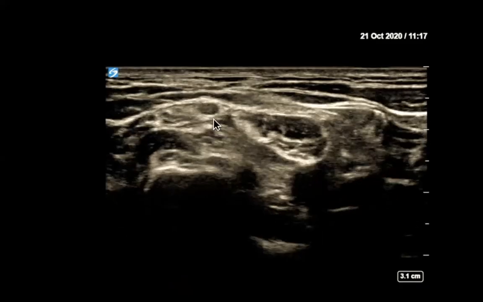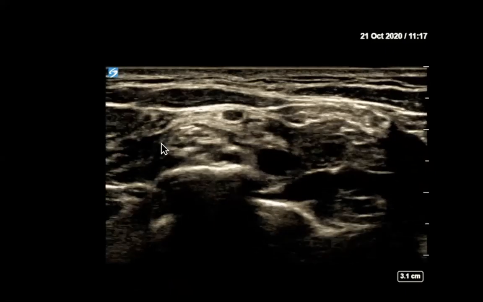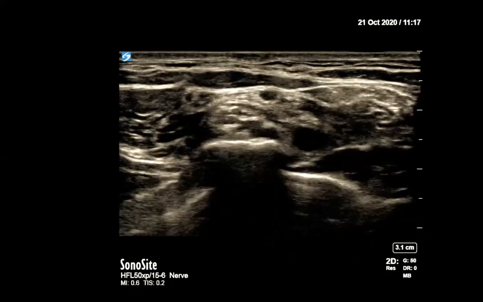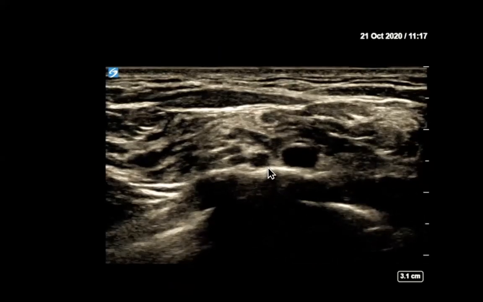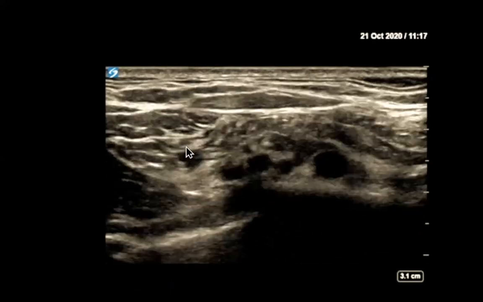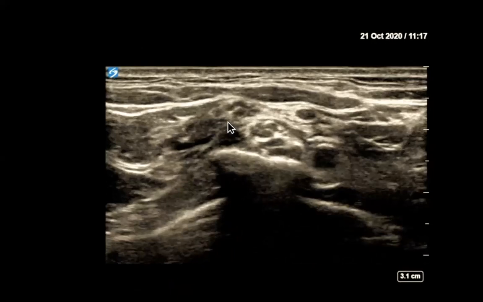The upper trunk is dividing into anterior and posterior division. This is the anterior division and this is the posterior division. C8 and T1 are joining here to form the inferior trunk. We can also notice the drug spread around the suprascapular nerve.